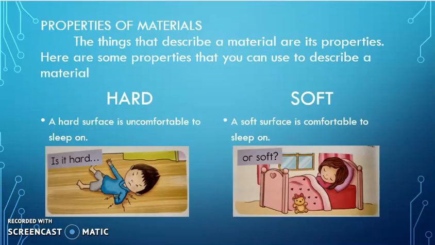So what are these properties of materials? The things that describe a material are its properties. Here are some properties that you can use to describe a material. So we have here the properties that we can use when we want to say something about a particular material. So let's learn these words.